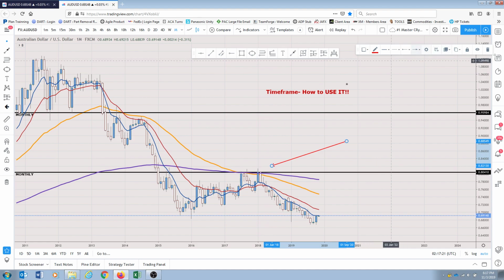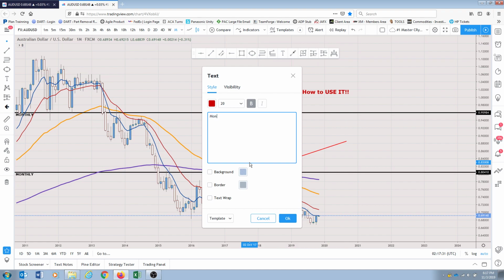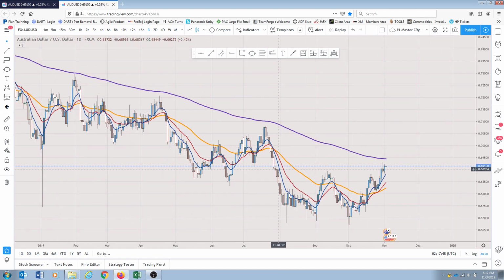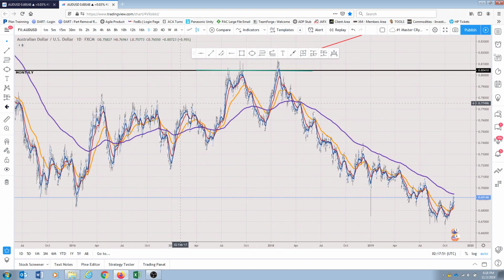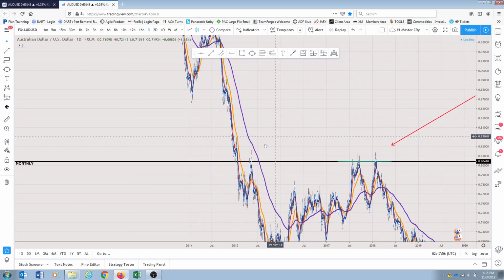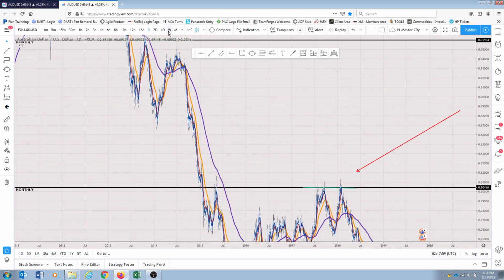Maybe you could make a note, or you could draw a line here and put a note saying monthly EMA 50 and 200. So if you put a note here, when you go down to, say, the daily time frame, let me scroll back and try to find that. One second. Hold on.